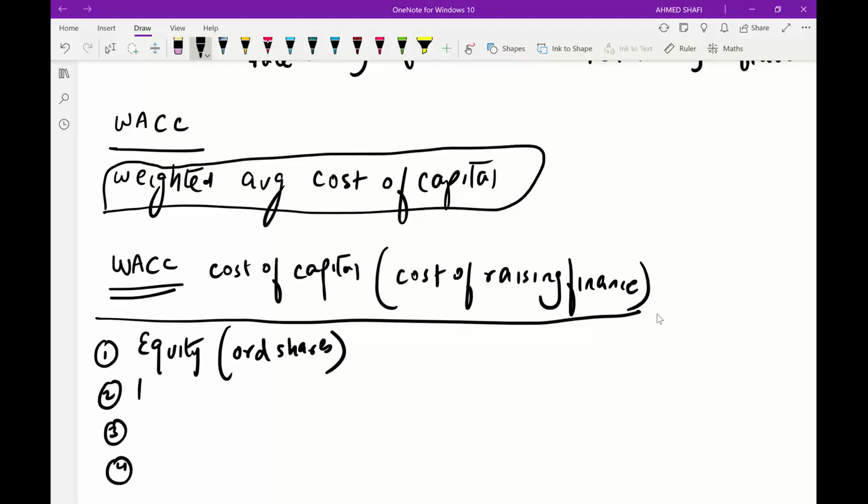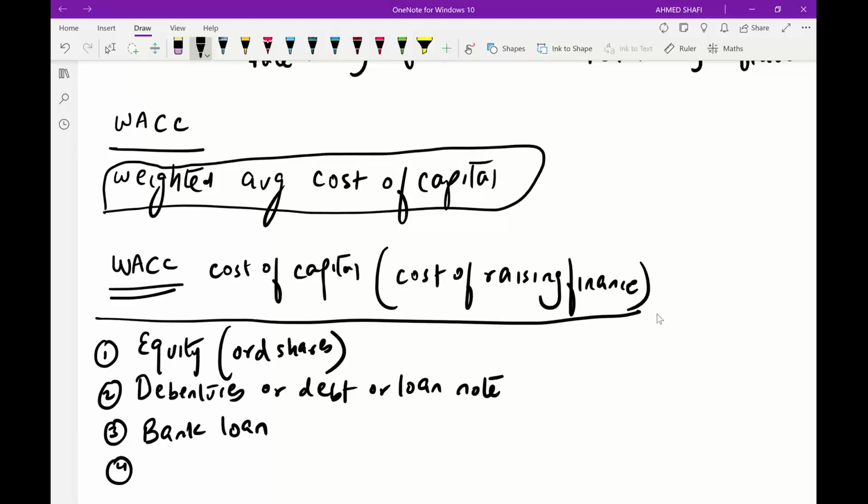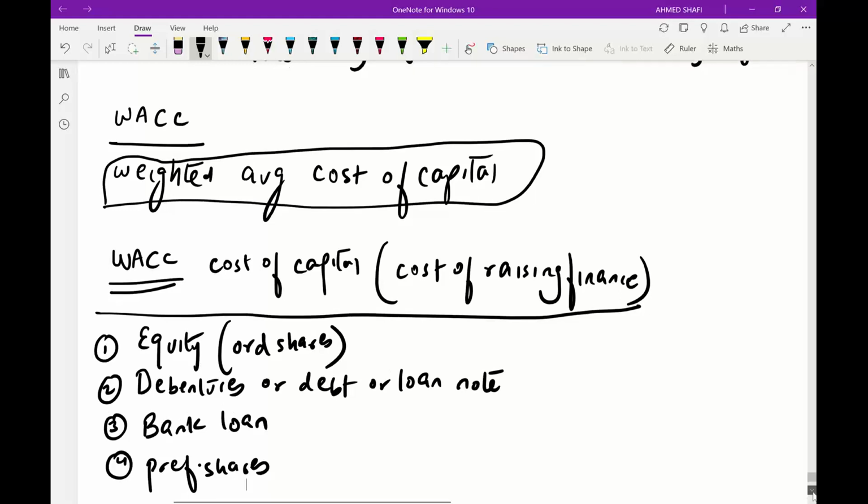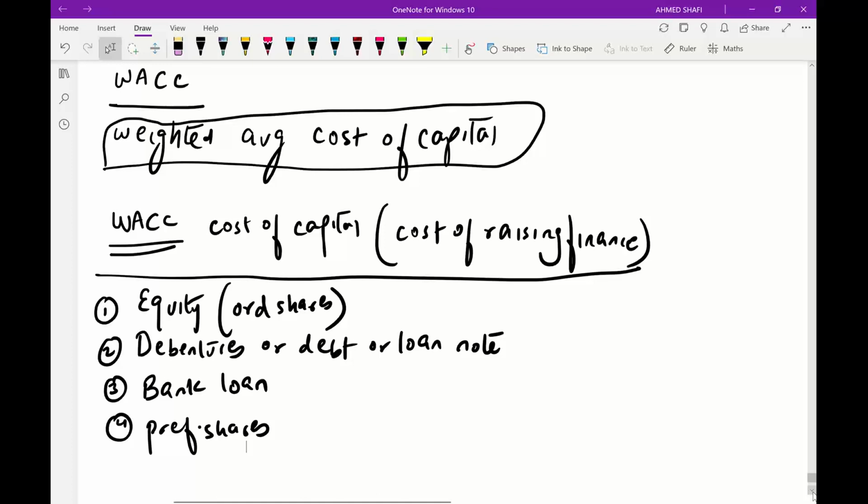The company can raise finance through debentures or debt or loan note, all the same things. The company can raise finance from bank loan, and the company can raise finance from preference shares. So these are the four common sources through which a company raises finance. Again, weighted average cost of capital: cost of capital is basically the cost of raising finance. A company usually raises finance from equity or debentures or bank loan or preference shares.